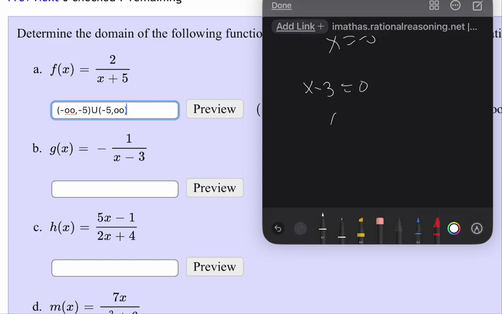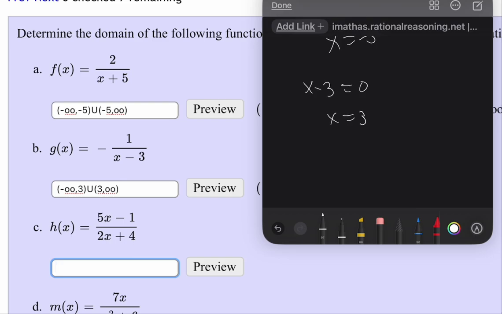For part B, x minus 3 equals 0 at 3. So that's the value I have to skip. So I'm going to go from negative infinity to positive 3. I'm going to skip it. I'm going to go from 3 to infinity.